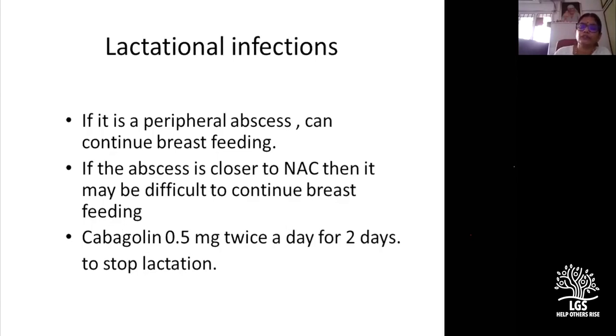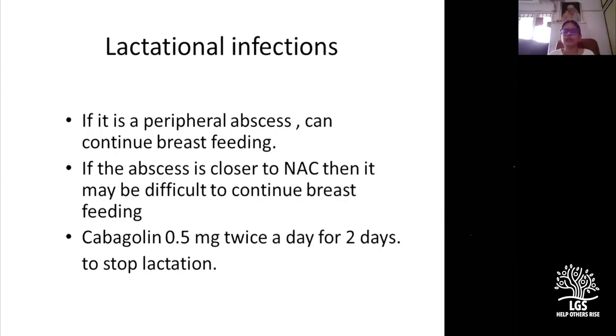So if the baby continues to suck when cabergoline is used, then the suckling reflex will actually promote more breast milk in spite of your cabergoline. So no emptying with breast pumps or no feeding. So it's given, and then use a lot of ice packs and anti-inflammatory, and it takes about 2 to 3 days for it to work, for breast milk to stop.